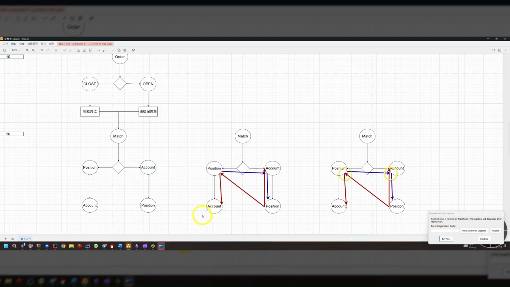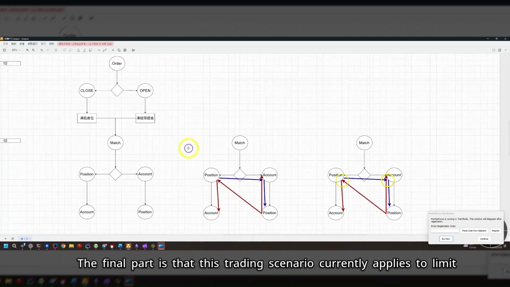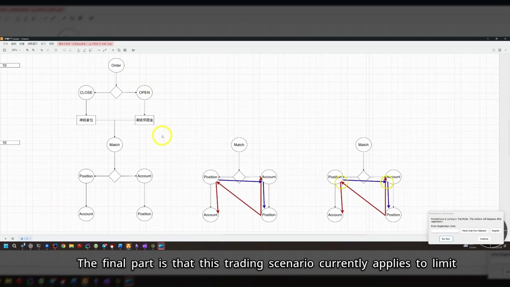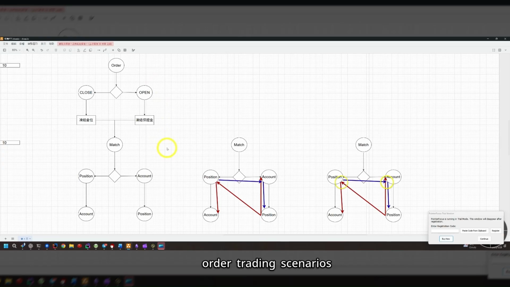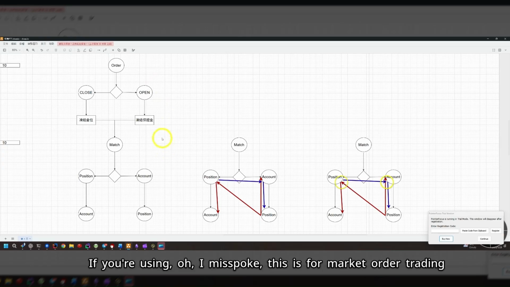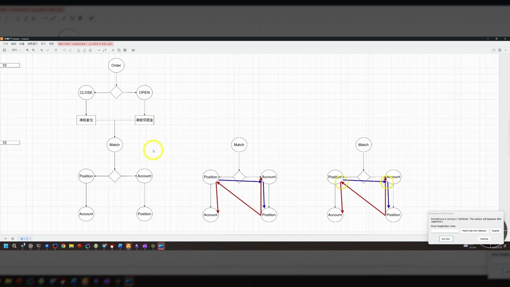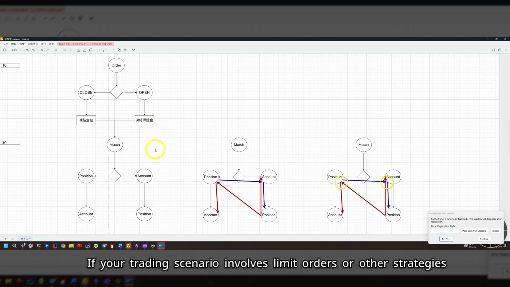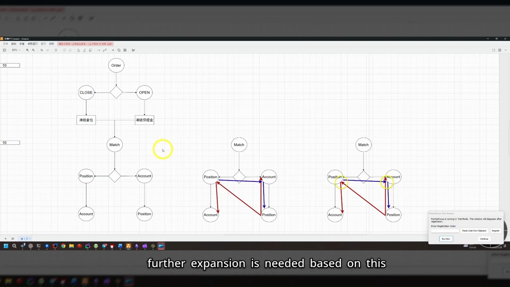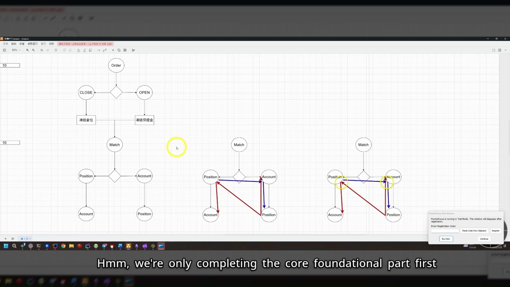The final part is that this trading scenario currently applies to limit order trading scenarios. I misspoke, this is for market order trading scenarios. If your trading scenario involves limit orders or other strategies, further expansion is needed based on this. This is something our exchange hasn't done yet. We're only completing the core foundational part first.